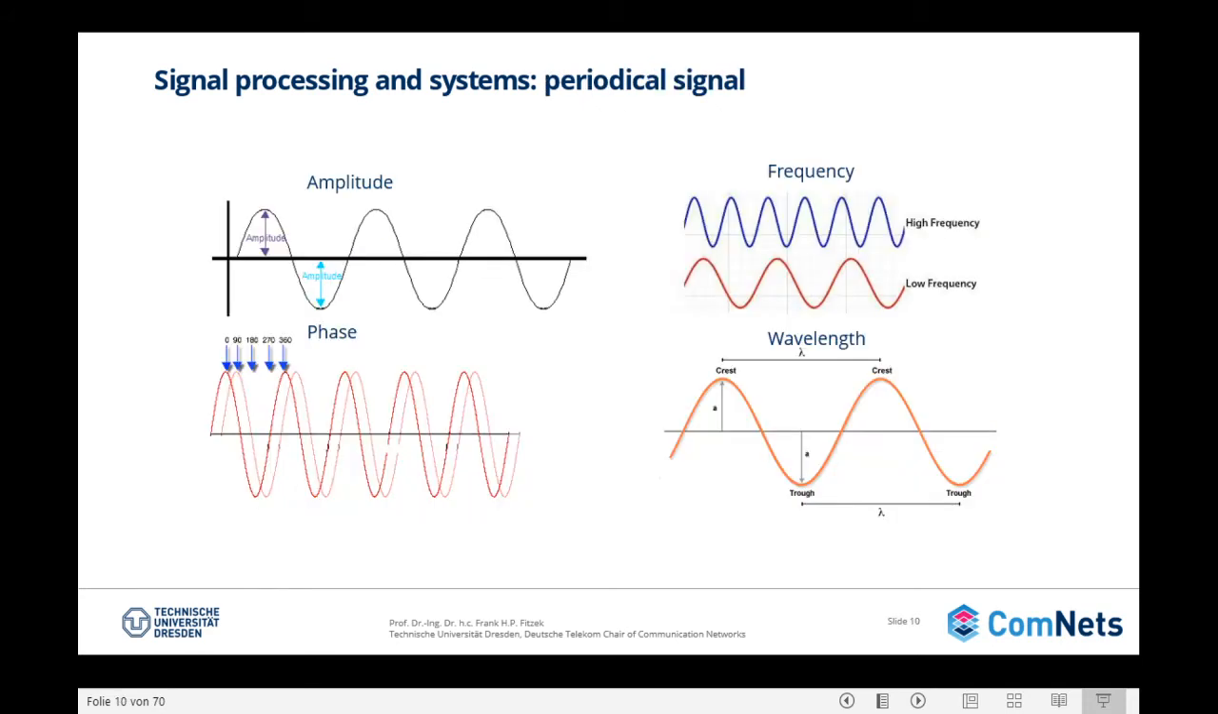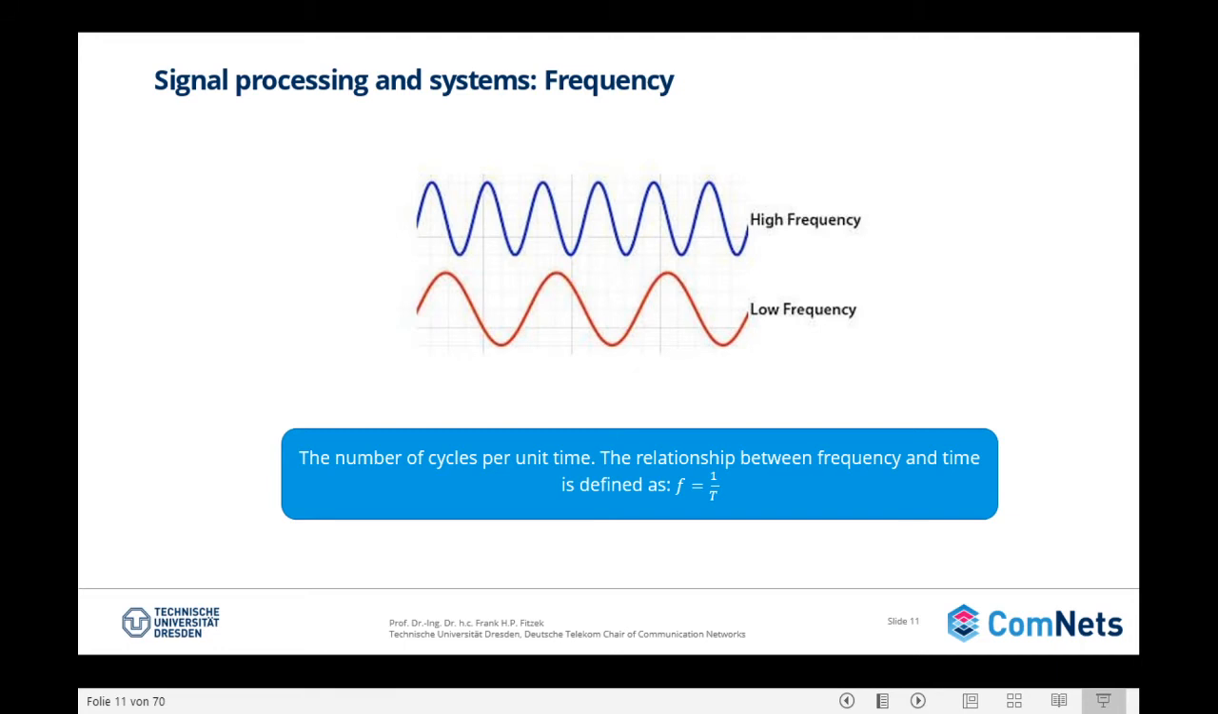Another property is the frequency. Here in the picture, we have two signals, or they are the same signal, but with two different frequencies. The blue signal has a higher frequency in comparison to the signal in the red line, which has a lower frequency. The frequency represents the number of cycles per unit time, and the relationship between the frequency and the time is defined as f. The frequency is equal to the inverse of the period.